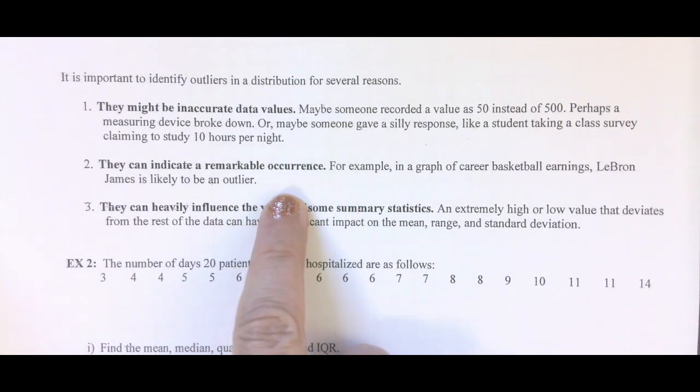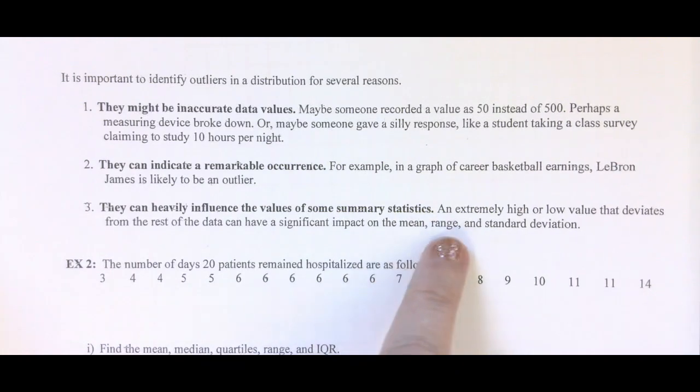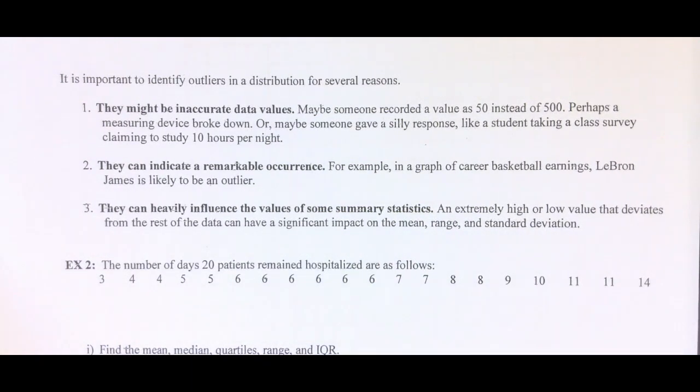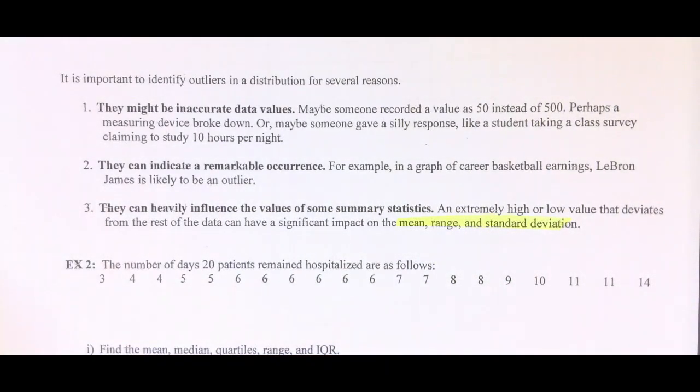Two, it might truly be a remarkable occurrence. So for example, in a graph of career basketball earnings, LeBron James could be our outlier. He makes a lot of money. He stands out. Okay, or in 3, we just need to acknowledge that an outlier's presence, regardless of the reason, can heavily influence the values of some summary statistics. An extremely high or low value that deviates from the rest has a big impact on the mean, the range, and the standard deviation. These are highly influenced by the presence of outliers.